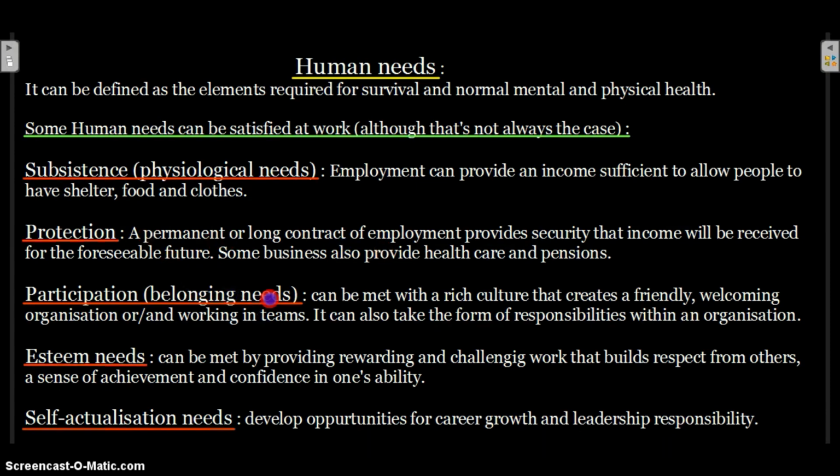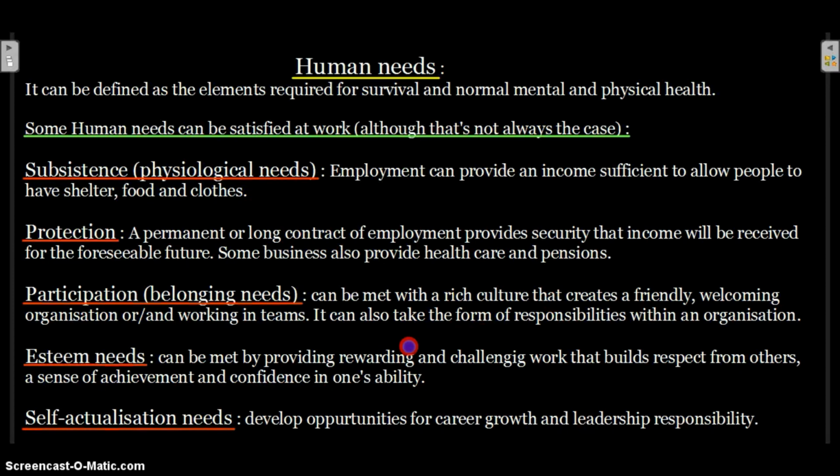There's participation, that is belonging needs. Humans have a need, like I said, for mental health, a feeling of belonging. That's what humans want: I want to be somewhat needed. I want to feel like I'm a part of the business. I am needed in the business.